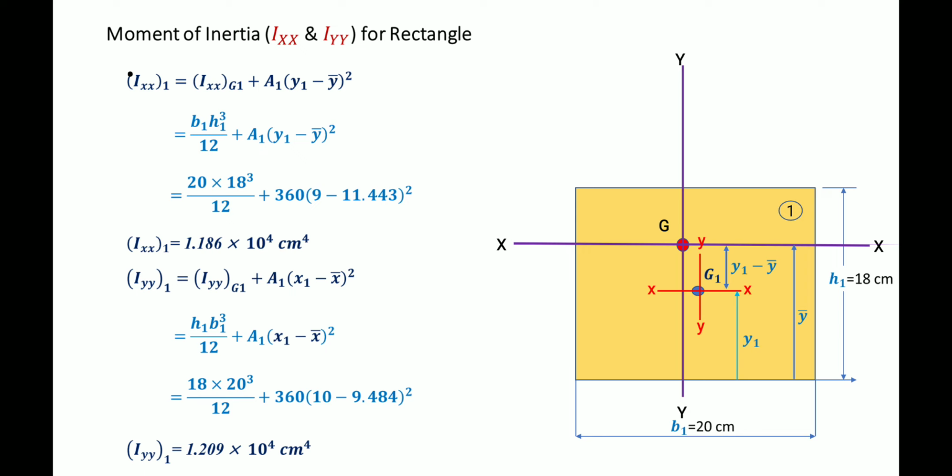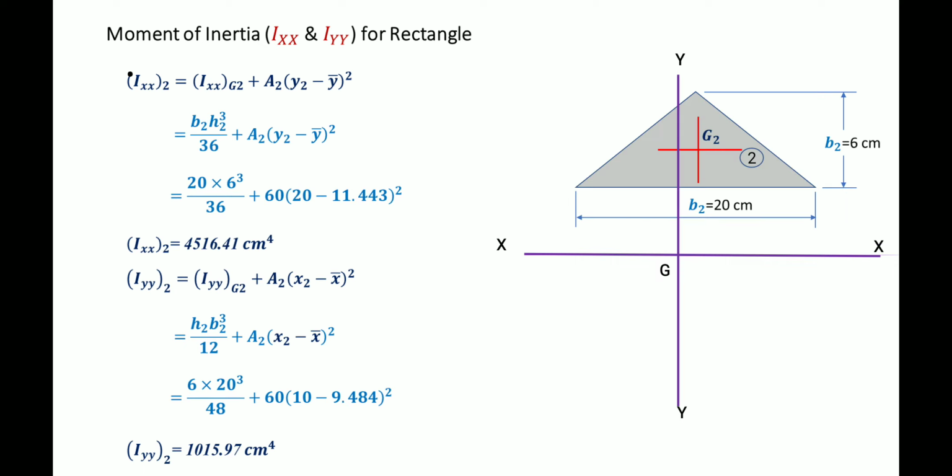And also Iyy. Iyy means this axis. So the formula will be h b cubed by 12, where h means the vertical dimension, plus area into x1 minus x bar the whole square. We need the distance between the global yy and our local yy axis, and that distance will be x1 minus x bar the whole square. So the first section we found.